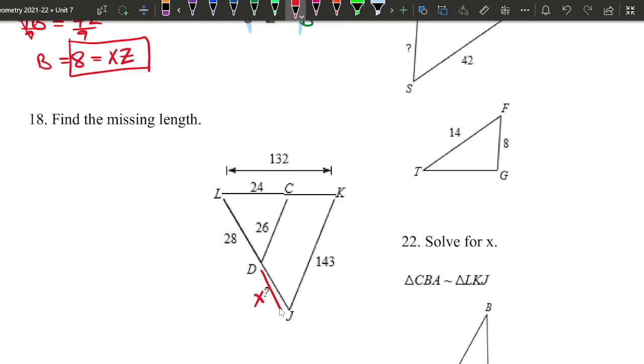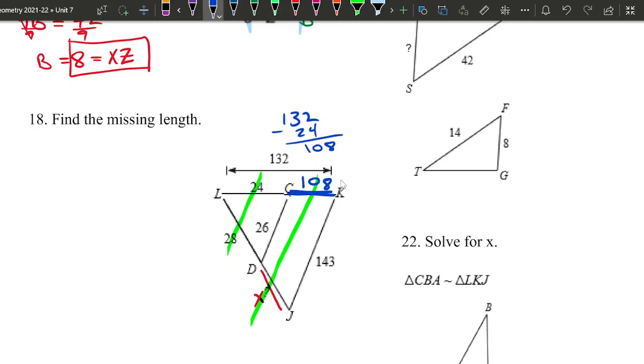I think for this particular problem, the easiest way to solve would be to set up a ratio there and a ratio here, because I can easily find the length of CK. And then I just have one proportion to solve for. So first thing I need to do is find out what the length of CK is. I see the total length of LK is 132. And if I subtract LC, 24, then it tells me it's 108. So this side is 108.